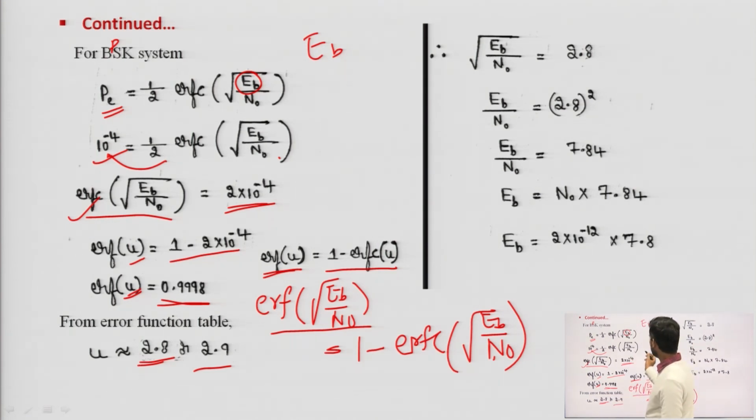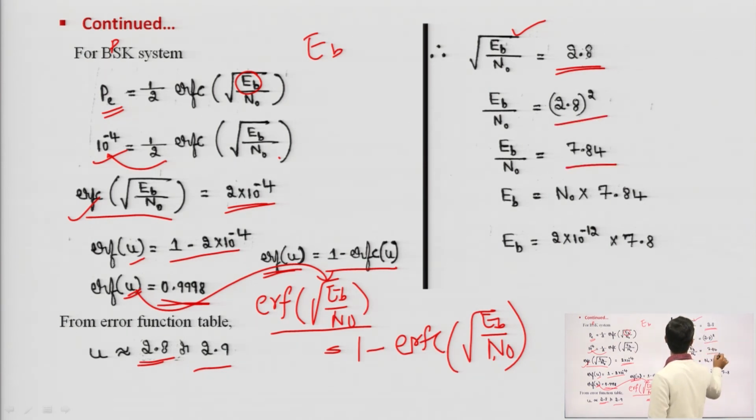So for root EB by N naught, root EB by N naught is equal to 2.8. This is nothing but the U. So EB by N naught equals 2.8 squared, which is 7.84. From where EB equals N naught times 7.84, and I have been given that N naught equals 2 times 10 to the minus 12. Now this is the EB.